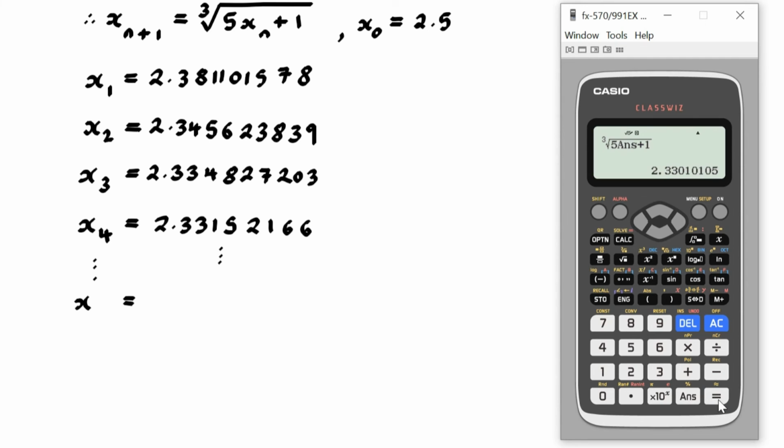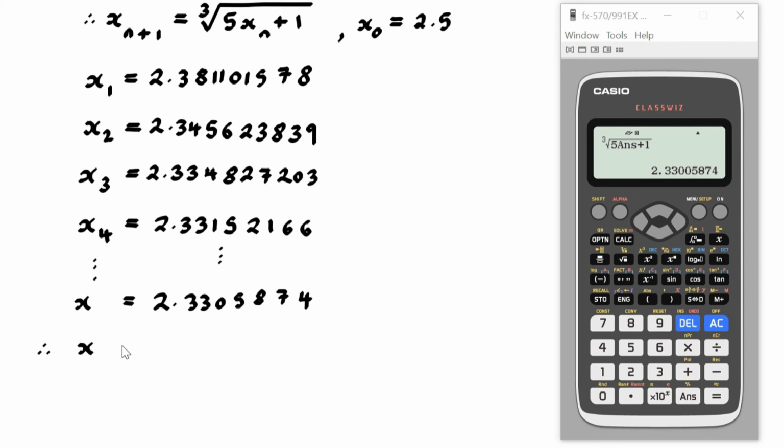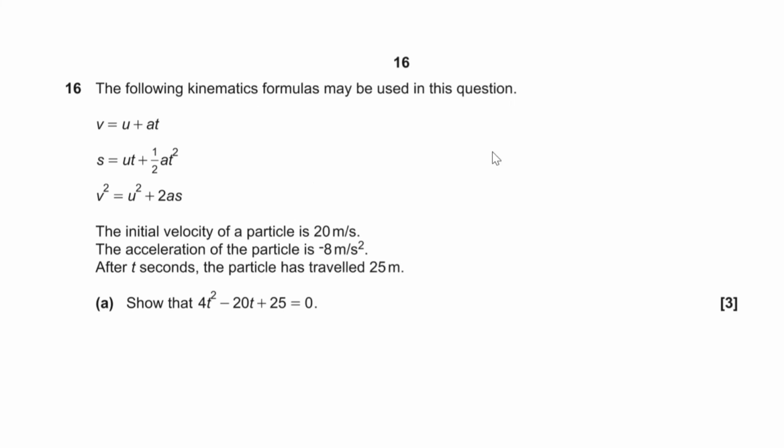When we continue pressing equals, it stops converging after this value. So x is equal to 2.3305874, which means if I were to solve for x to one decimal place, we have 2.3, because our solution doesn't converge anymore.